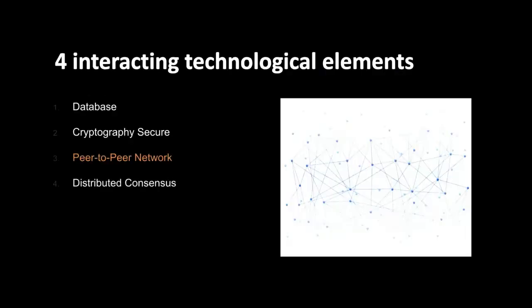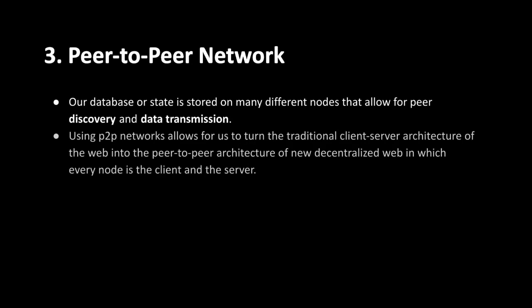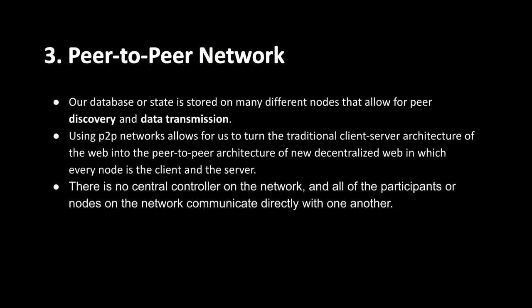So coming back to the interacting elements, we'll now talk about peer-to-peer networks. The overall state of our blockchain is stored across many different nodes on our peer-to-peer network, and our peer-to-peer network allows for peer discovery and data transmission. Using peer-to-peer networks allows us to turn the traditional client-server architecture of the web into the peer-to-peer architecture of the new decentralized web, in which every node is the client and the server.